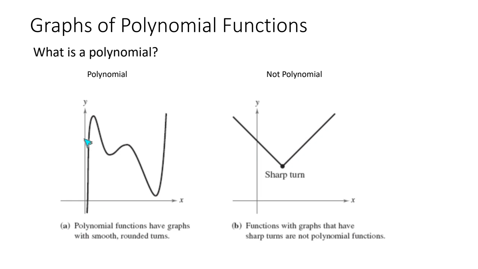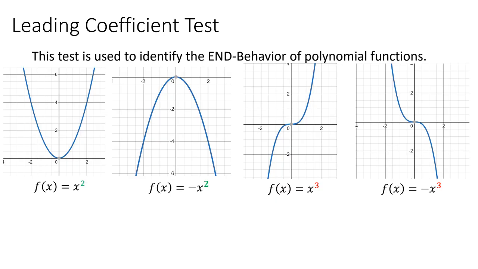Polynomials also have smooth, rounded turns. So like this example is smooth and rounded. If you have a sharp turn, then it's not a polynomial. In these polynomials, we want to identify how these graphs behave at the end, to the right and to the left. So I have four functions that we should be familiar with.